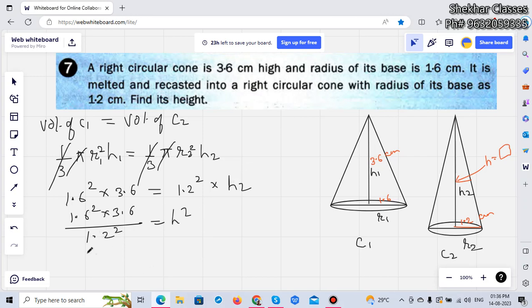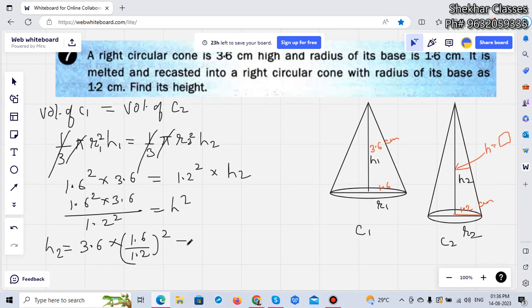So I see these two both are in squares. I can write here 3.6 into 1.6 upon 1.2 whole square. It's not a problem. This is h2. So that will give you how much? If I solve that further, it would be 3.6 into 1.6 divided by 1.2. Why I did that? Because I can remove the one decimal. It becomes here 16 upon 12 the whole square.